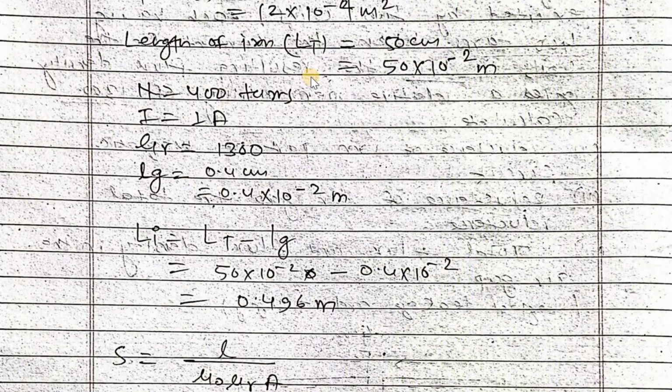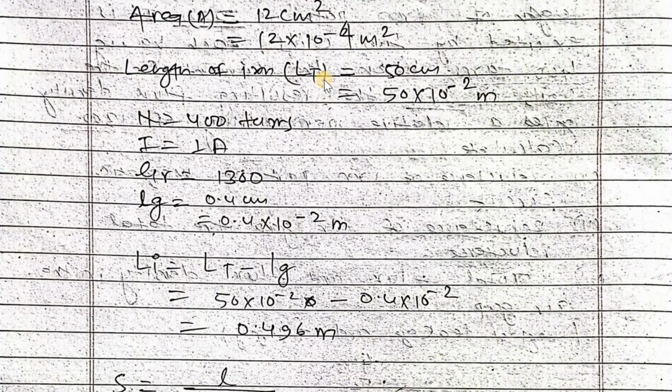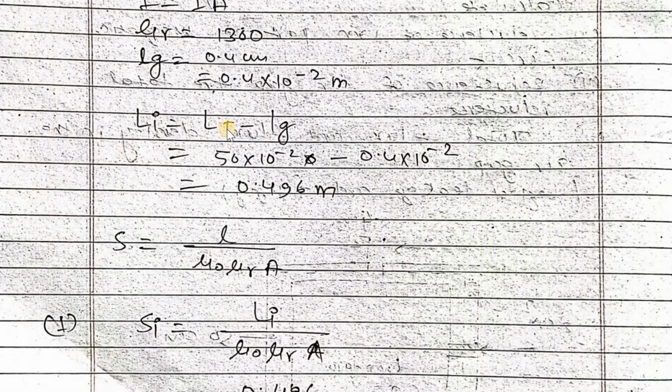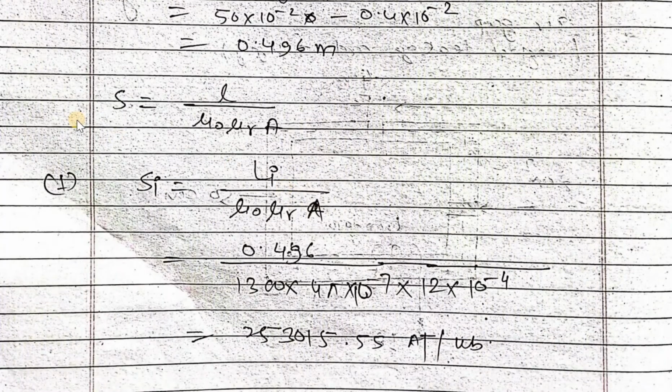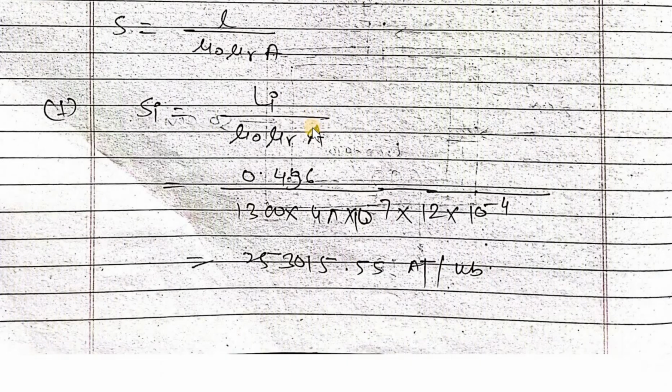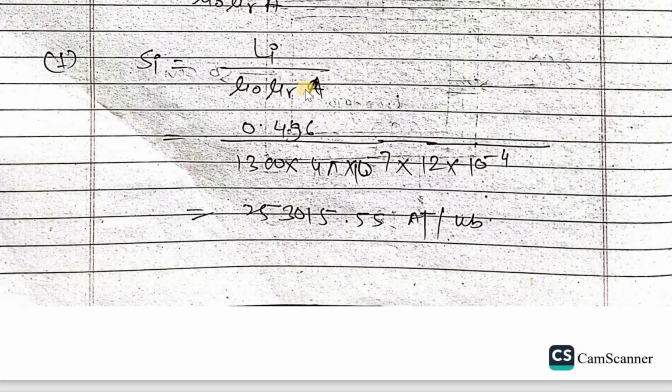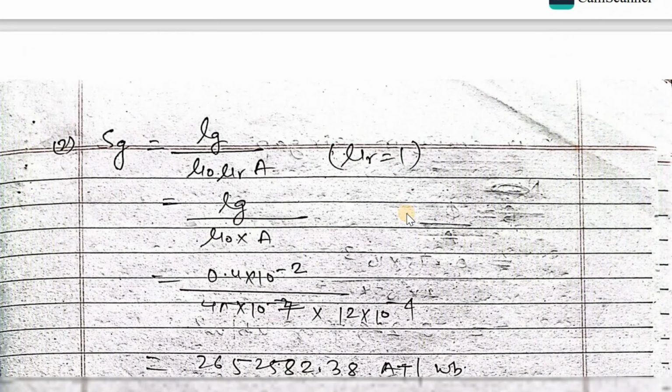So this is the mean length, not the length of iron. So length of iron equals LT, the total length, minus the length of air gap, that is 0.496 meter. And we know reluctance equals L upon mu naught mu r A. So reluctance of iron equals Li upon mu naught mu r A. Put the values of mu naught, mu r, A and Li, and we can get the reluctance of iron.